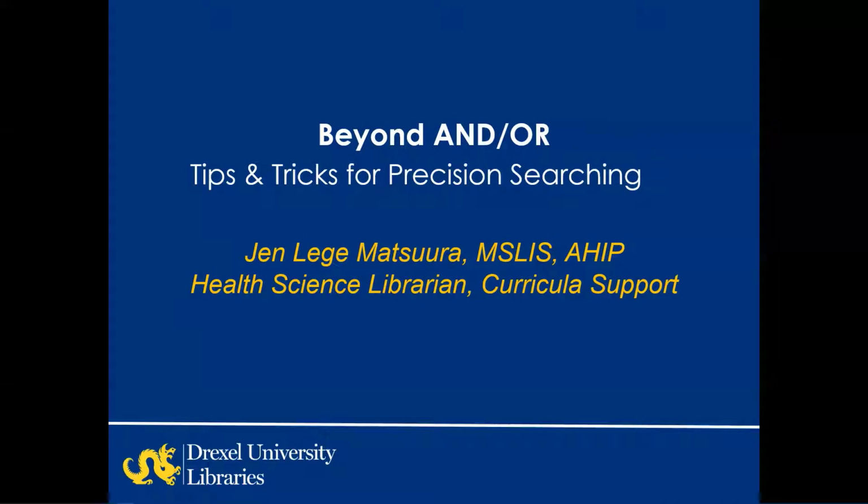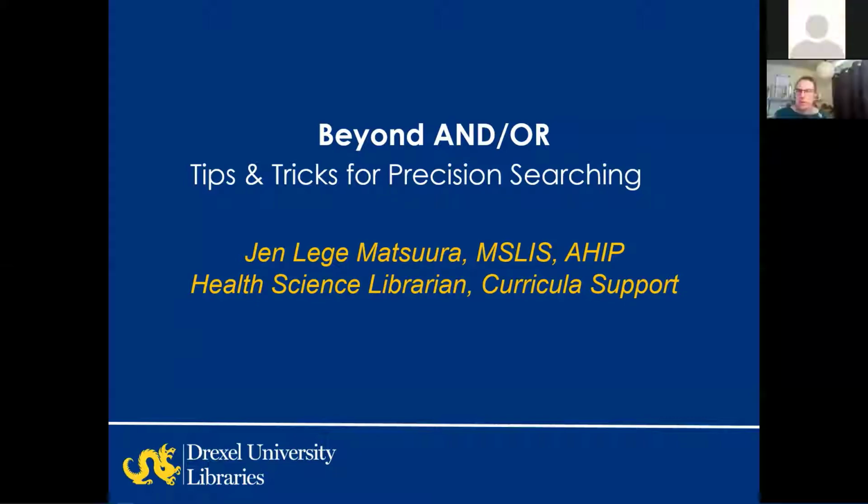My name is Jen Legge Matsuura, and I'm one of the health science librarians and curricular support here at Drexel University Libraries. Prior to joining the libraries, I spent my career running searches, most recently for a local nonprofit focusing on evidence reports about genetic tests.